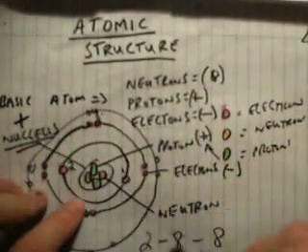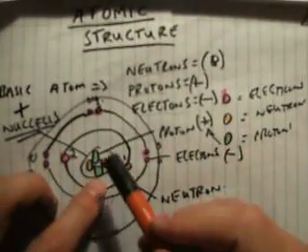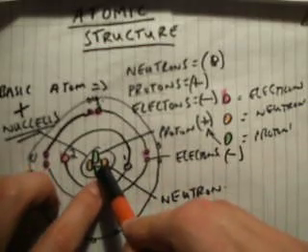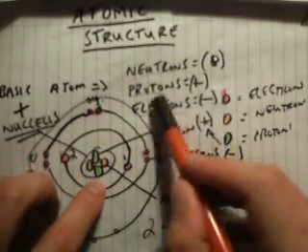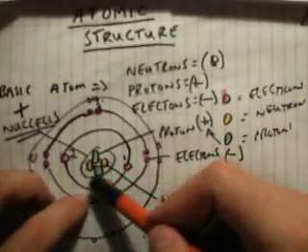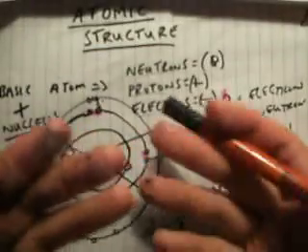Now, this is where it gets really important. Your electrons are attracted to the protons, because remember, electrons are negative, protons are positive, so those two attract each other. And so how does this look in an atom?